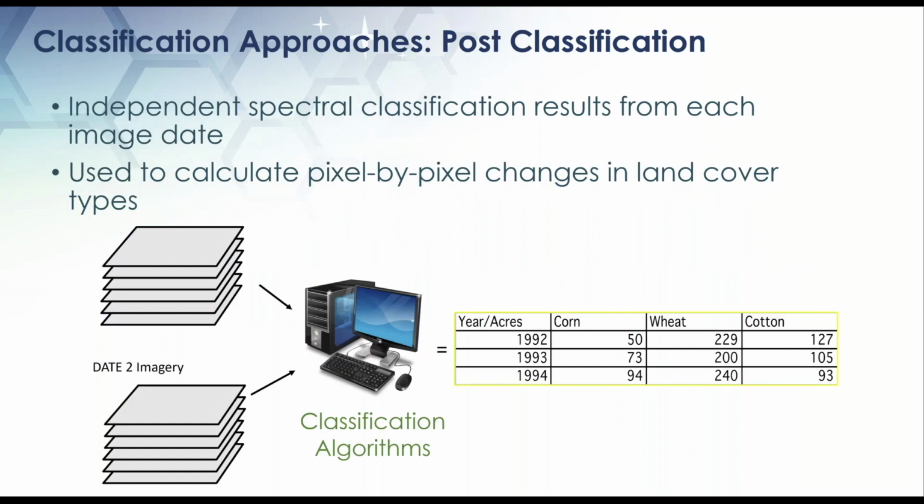So this just gives an example of how that works. You essentially do the classification of one date, and then you do a classification of the second date and put them together, and then you do the subtraction to get the changes in the land cover types.